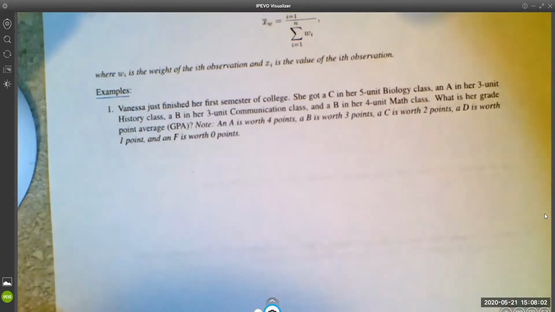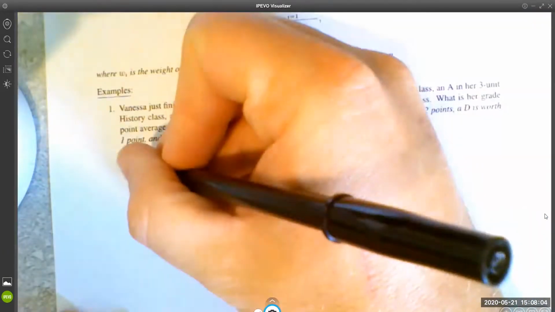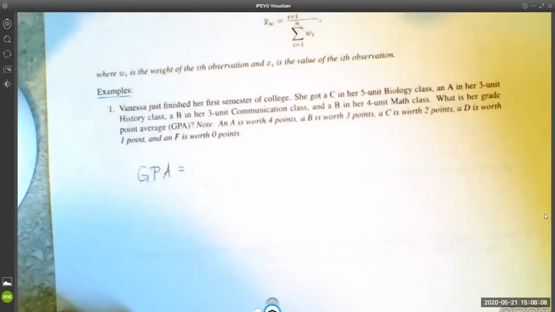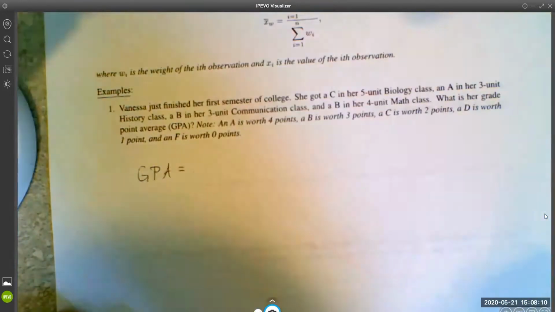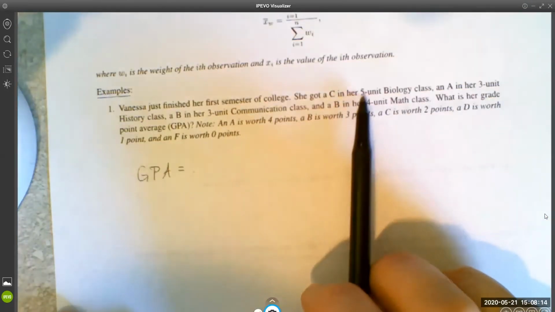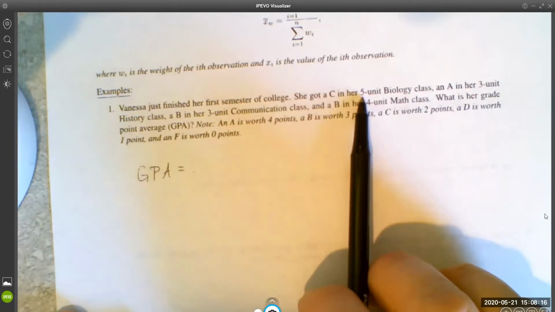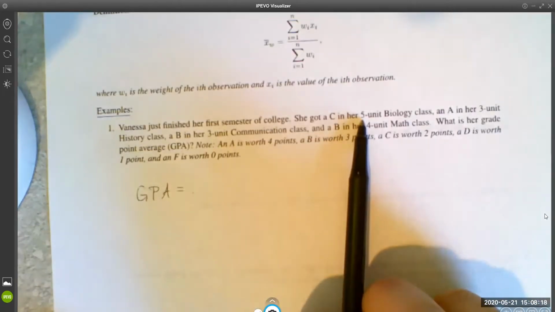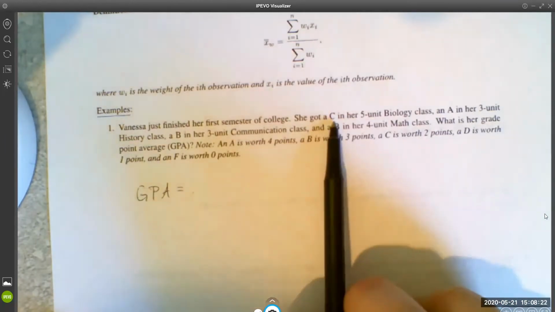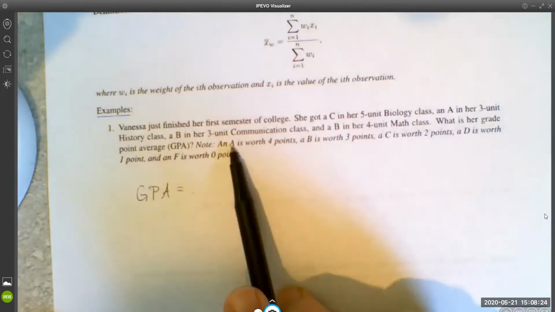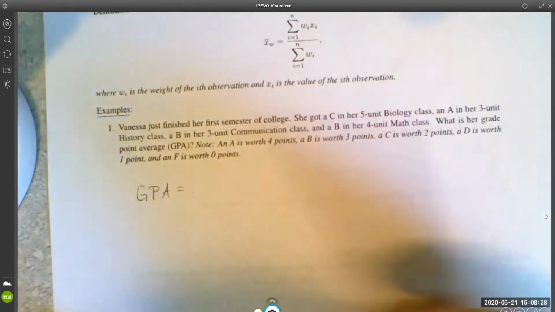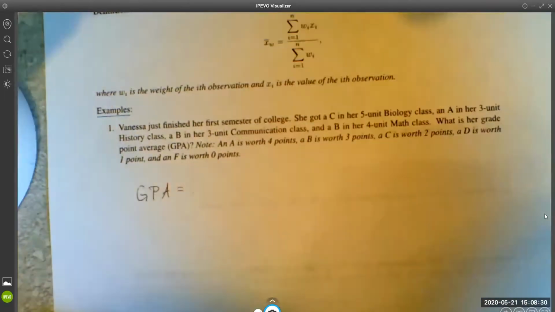So to compute her GPA, we're going to multiply each grade by the number of units, right? The number of units is the weight, and the grade is the observation. So the grades, by the way, work like this. An A is worth 4 points, a B is worth 3 points, a C is worth 2 points, a D is worth 1 point, and an F is worth 0 points.